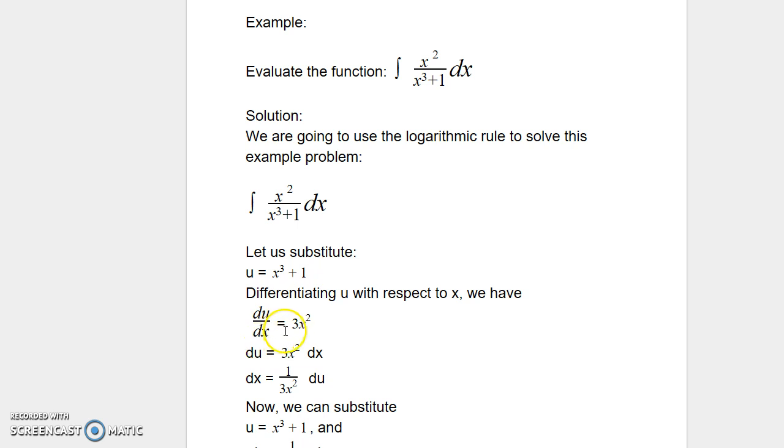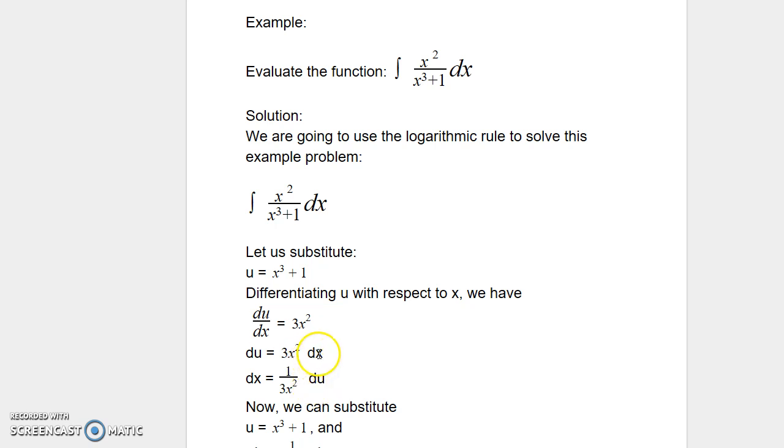du by dx is equal to 3x squared. So how is that? d by dx of x cubed is going to be equal to 3x to the power of 3 minus 1, which equals 3x squared. And then d by dx of 1 is going to be equal to 0, so I did not write that. Therefore, the differential of u is going to be equal to 3x squared. And I can also express this as du equal to 3x squared dx. So I brought the dx to the side of the expression here.